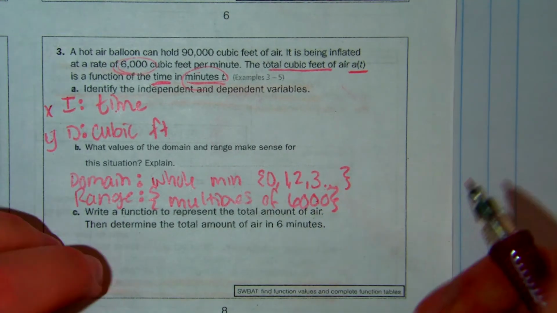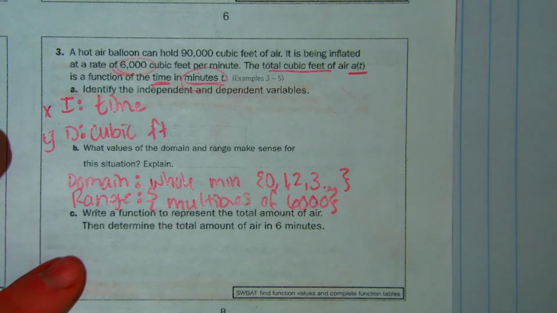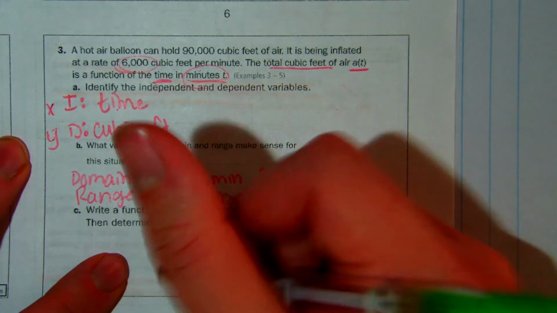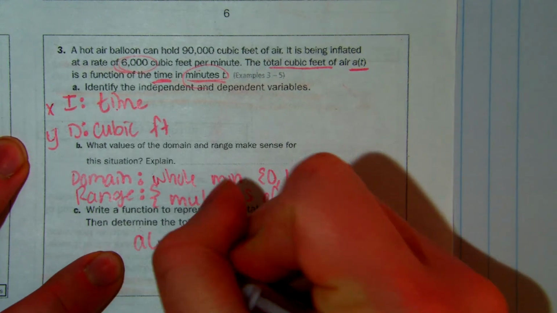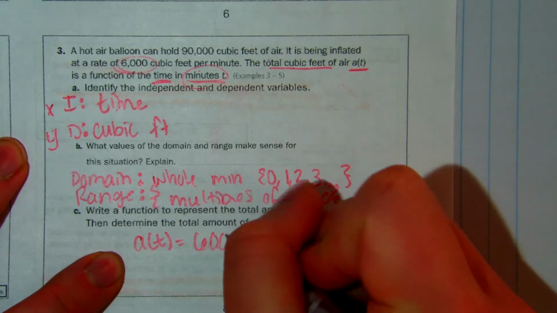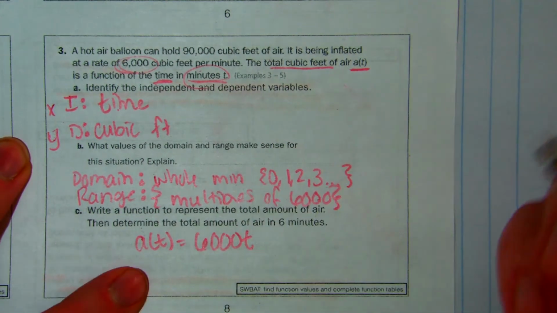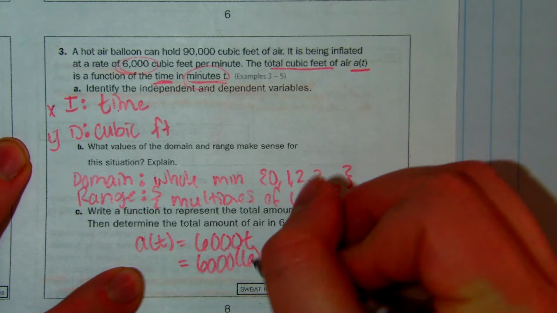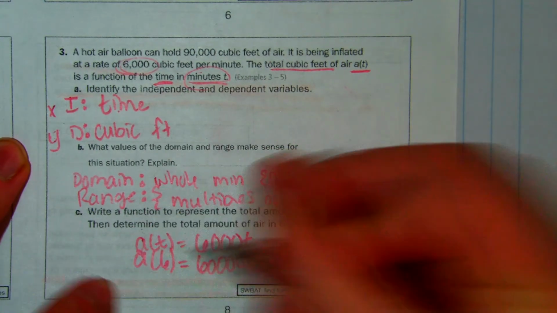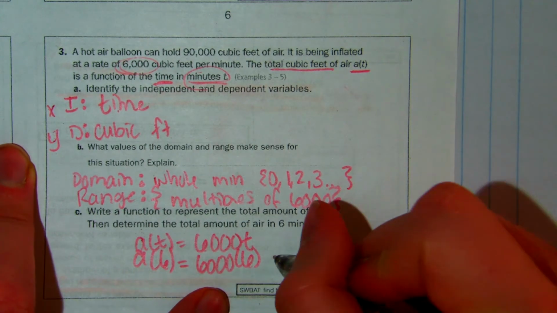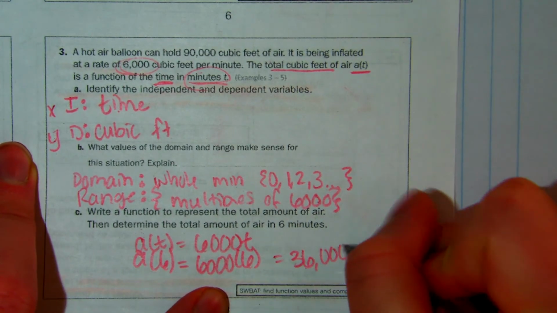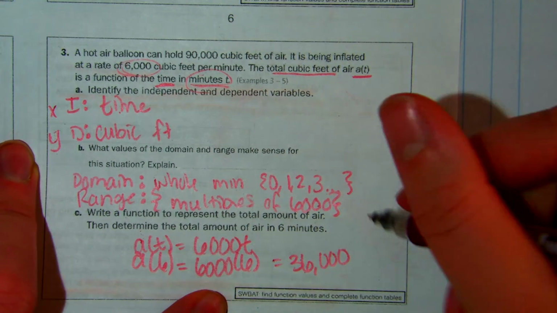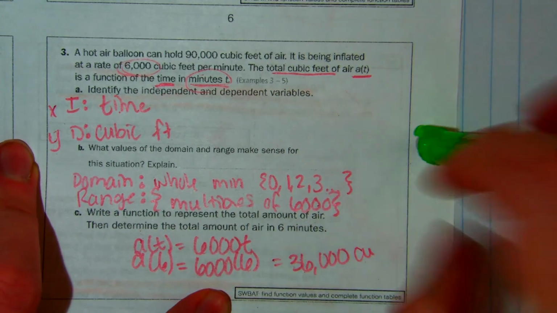Write a function that represents the total amount of air, then determine the amount in 6 minutes. So they ask us to use A of t instead of y equals 6,000 times the time. And then in 6 minutes, plug in 6. 6 times 6 is 36. And then add our 3 zeros. And that would be cubic feet of air. Or we can write feet cubed.